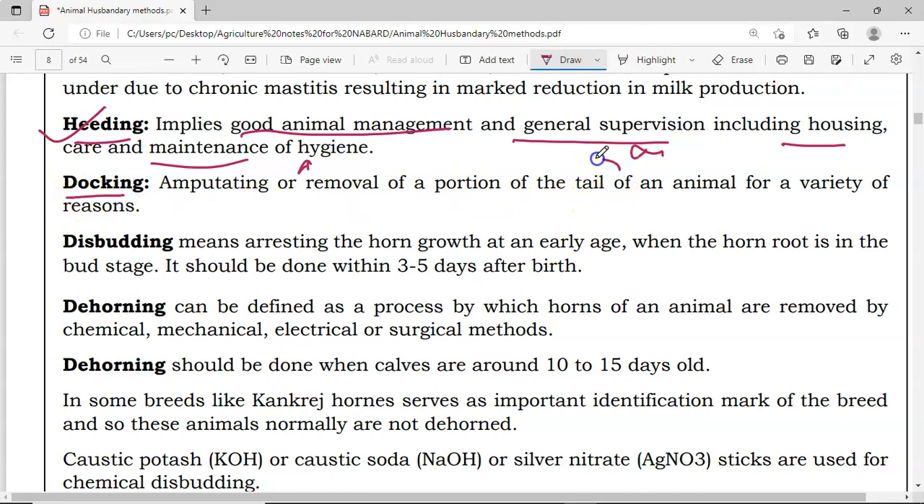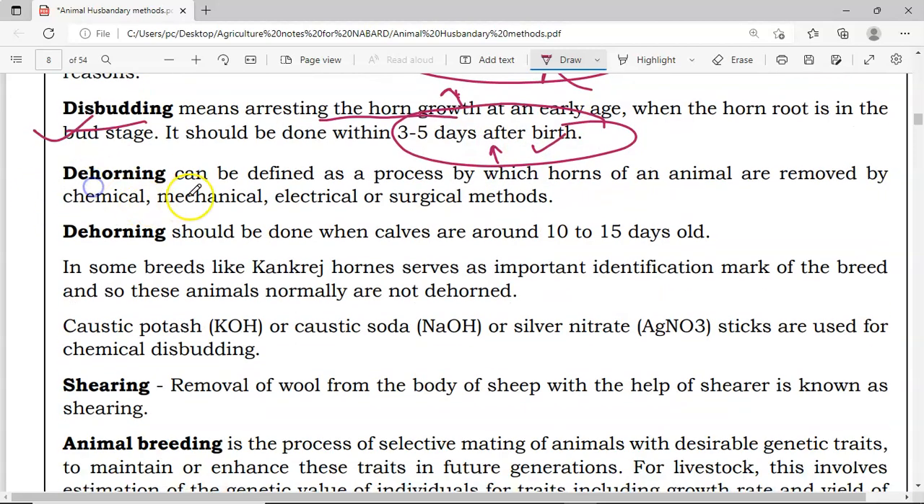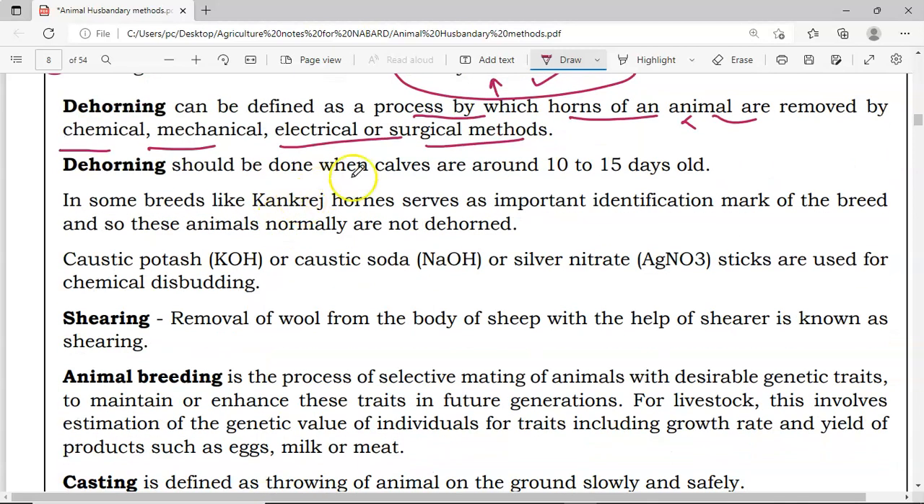Docking, removing a portion of the tail, is known as docking. Disbudding, arresting the horn growth generally between the age of 3 to 5 days after birth, is known as disbudding. Dehorning, a process by which horns of animals are removed. This can be done with the help of chemical, mechanical, electrical or surgical methods. Dehorning should be done when calves are 10 to 15 days old.